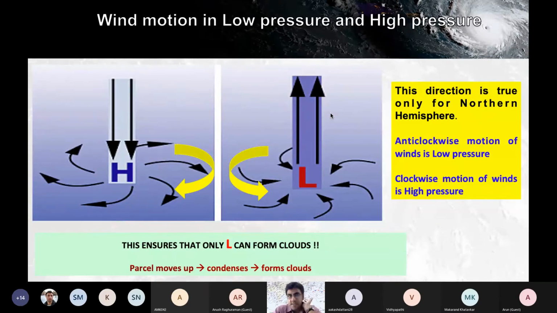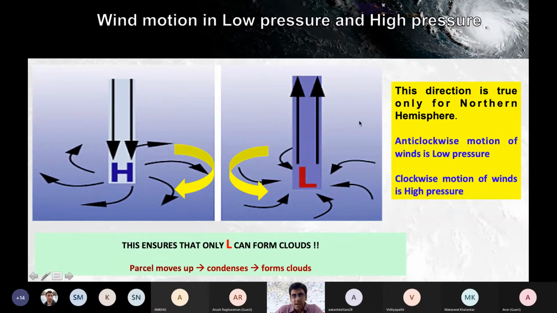Now, talking about winds in low pressure and high pressure, wind motion is a very important aspect because how the wind moves determines whether there is going to be convergence or divergence. If there is convergence, then only the air parcels will rise up. As they rise, they condense and lead to formation of clouds. The other way is not possible, because as the parcel is coming from up to down, it is getting heated up and it is not going to form clouds.